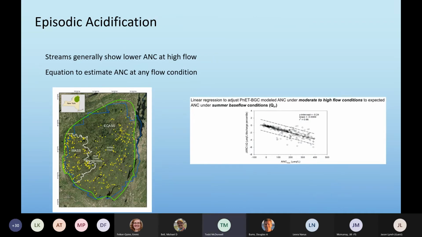There was this episodic acidification analysis, like I mentioned, that Doug worked on, and streams generally show lower ANC at high flow. So either a storm event or a snowmelt event generally suppresses ANC and makes the stream more acidic. So Doug worked on this and developed a set of equations to estimate the ANC at any flow condition. And he used this great data set developed by Greg Lawrence at USGS using this regional stream survey. And this is where the 400 sites comes from. I'm not going to get into the details of what Doug did, but basically this effort allowed us to adjust the ANC estimate based on the flow conditions at the sites.